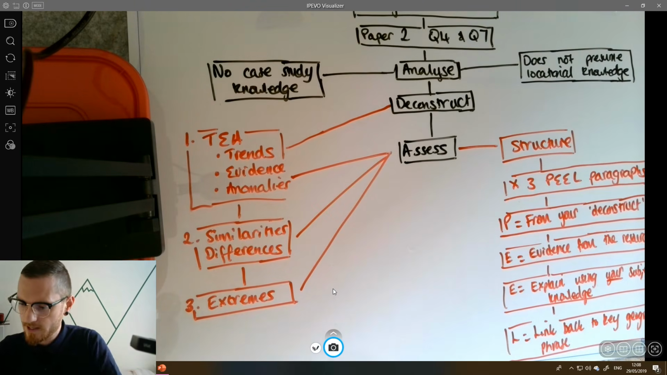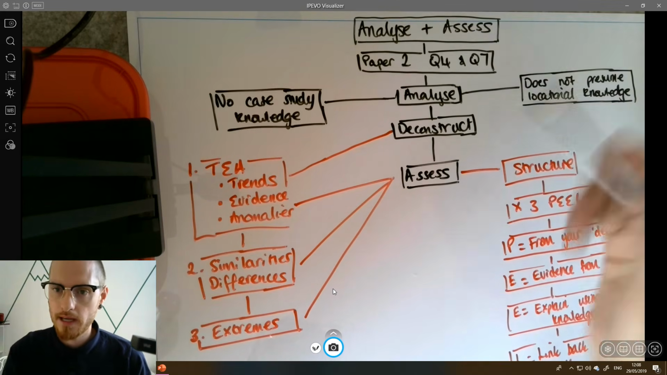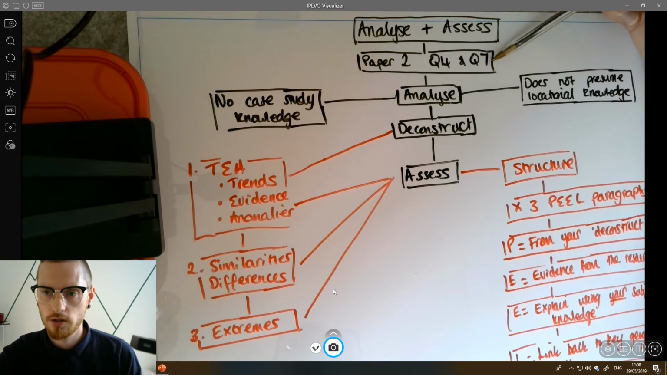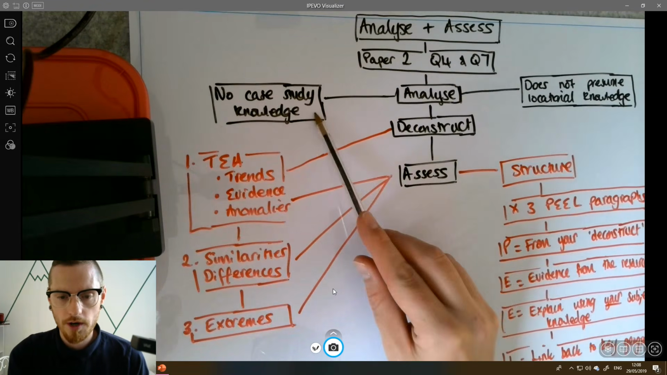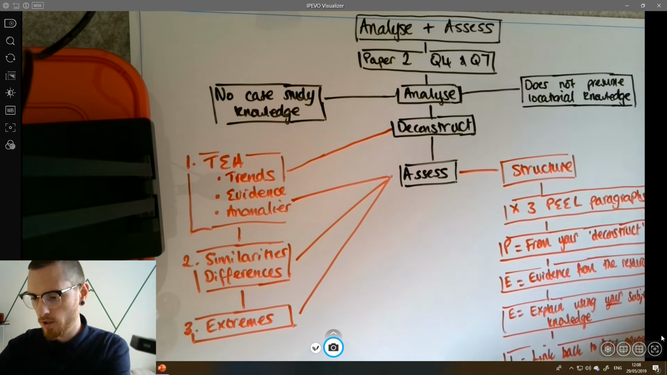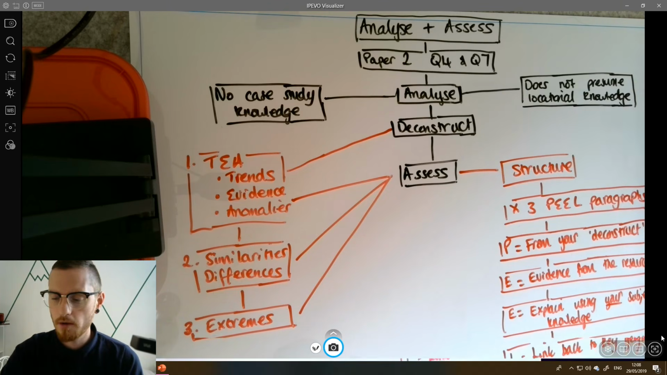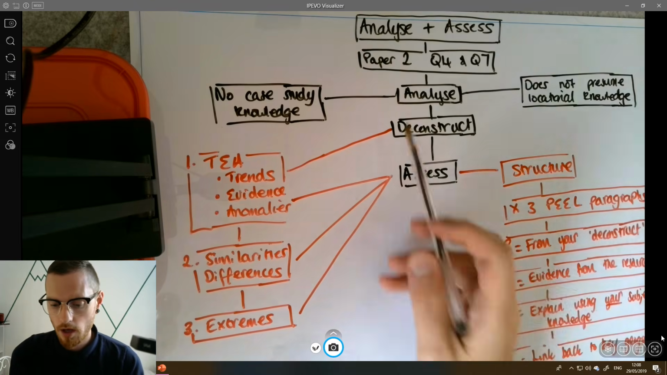All right, so we've got analyze and assess questions, and these are going to be on paper 2, as I've said, end of section A, question 4, end of section B, question 7. They're going to ask you to analyze. Now, what that means is we're not expecting case study knowledge, and it does not presume locational knowledge. What that means is they don't expect you to know about Scotland. So this question we're looking at now was all about Scotland, but they don't expect you to have loads of knowledge about Scotland. It's about you applying what you've been taught in class to the question.